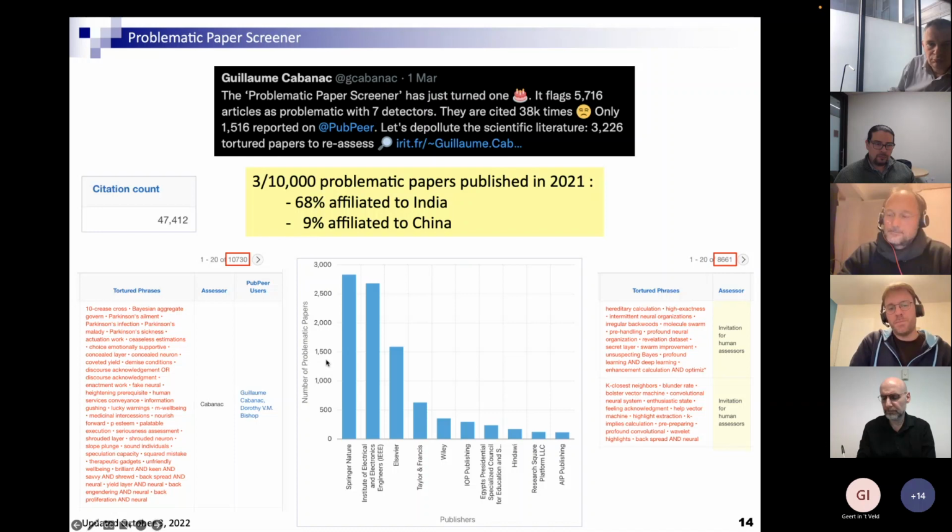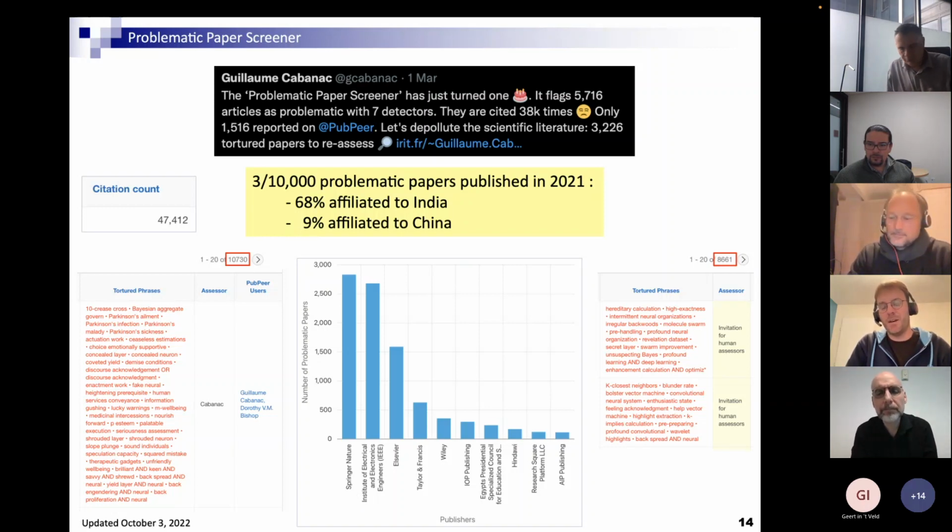Then on the Problematic Paper Screener, you can find 10K papers that contain tortured phrases. They are not published by the predators. It's the elite publishing industry, the top, yeah. You can see the names here, and we need help from the community because many papers are marked as invitation for human assessors. If these papers weren't cited at all, maybe it wouldn't be such a problem, but we found that these papers are cited, and there is sometimes some kind of citation hacking occurring, and it's well documented on PubPeer and some in other places.